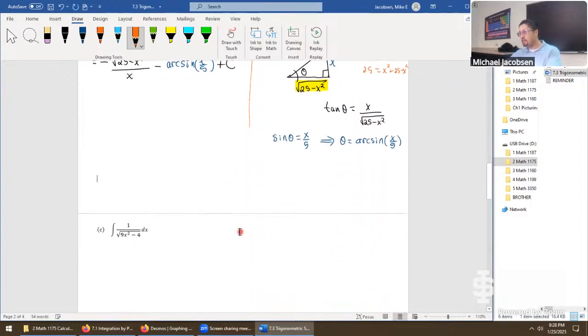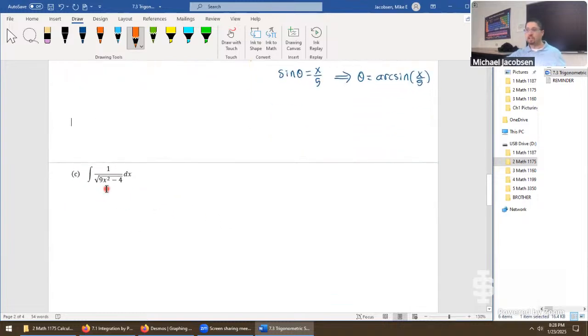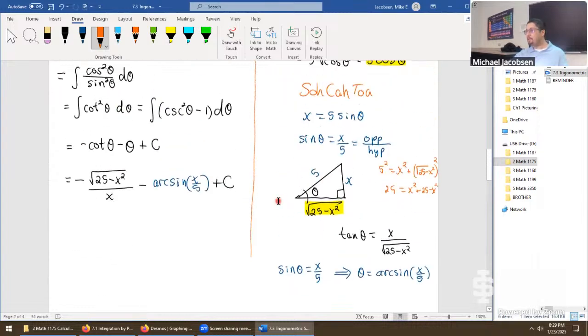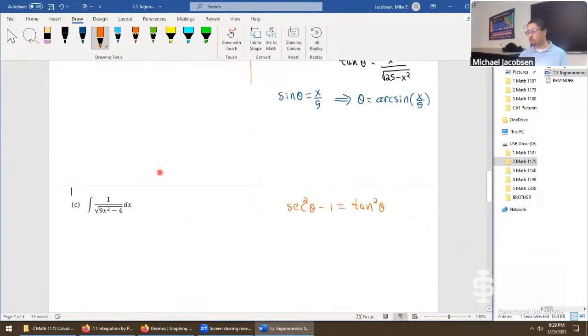Next one is going to be a variable minus a constant. What this reminds me of is an identity that goes secant squared theta minus 1 equals tangent squared theta. So if that's the case, it looks like this one right here might be a secant for this substitution. But really probably the better way to think about it is, this is a fantastic table. We should just use it for all it's worth. That's what it's here for.